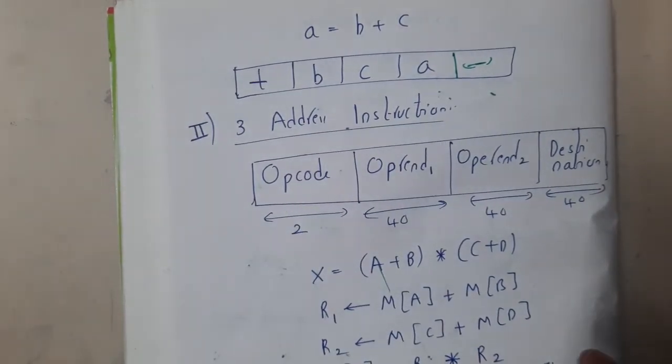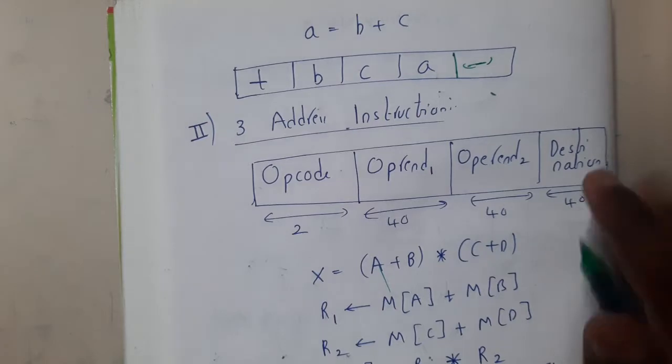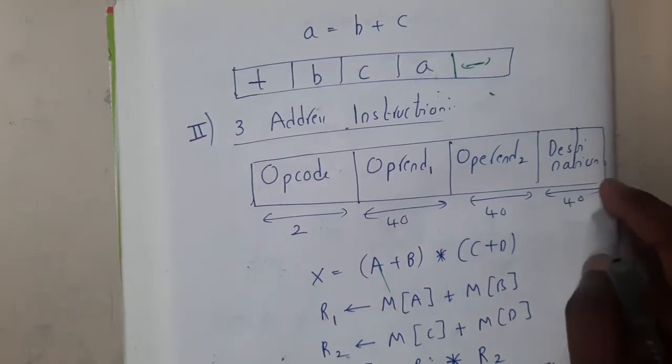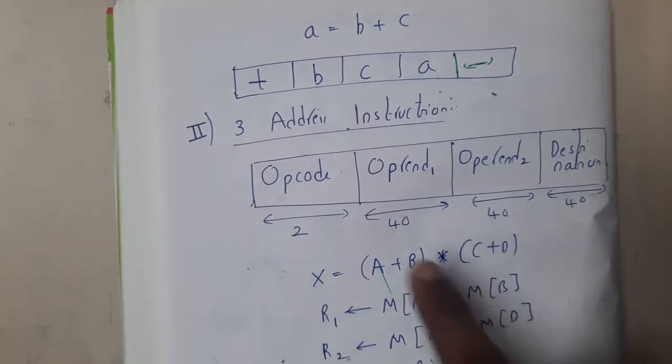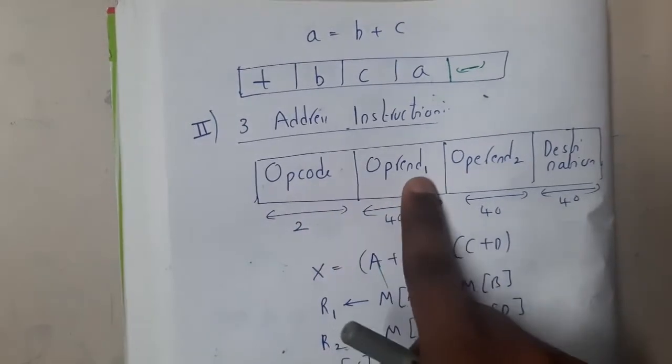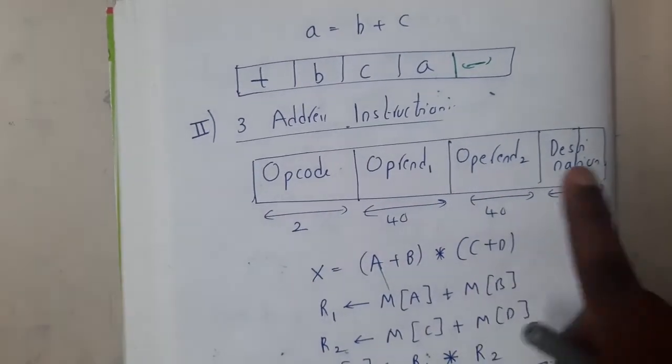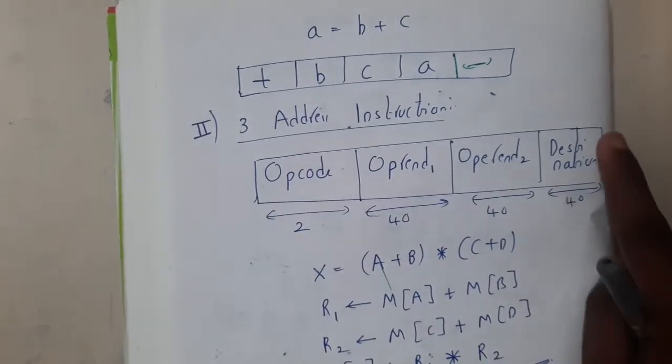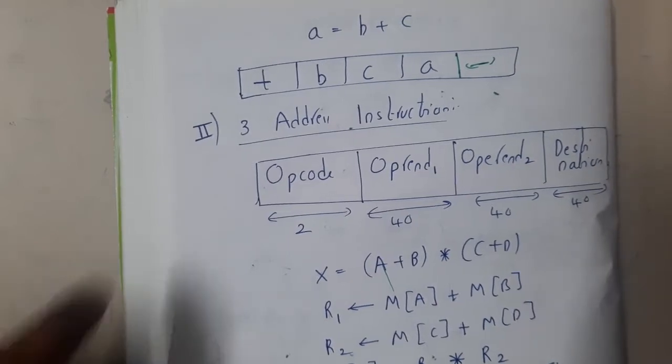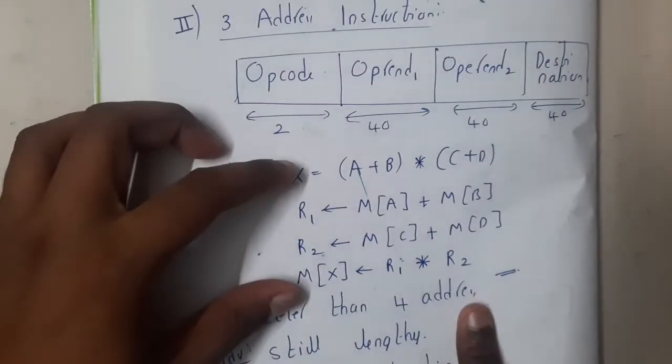What we have removed here is just the ending part, that is nothing but the next address. So we have opcode, operand 1, operand 2 and the result. We have just removed the end part. If you want, you can check an example.